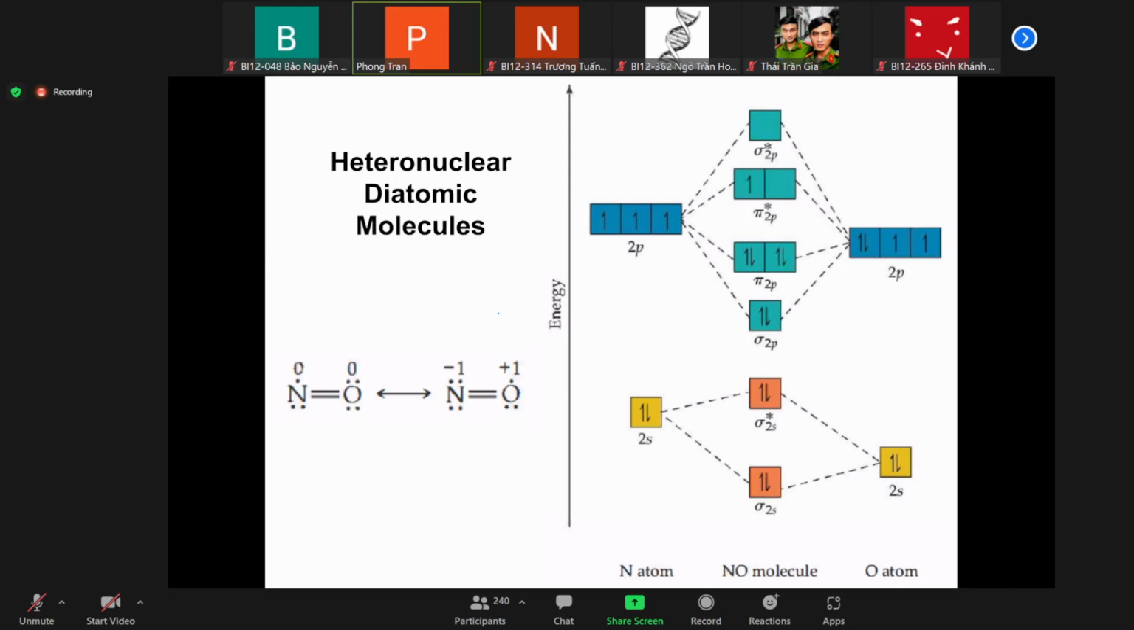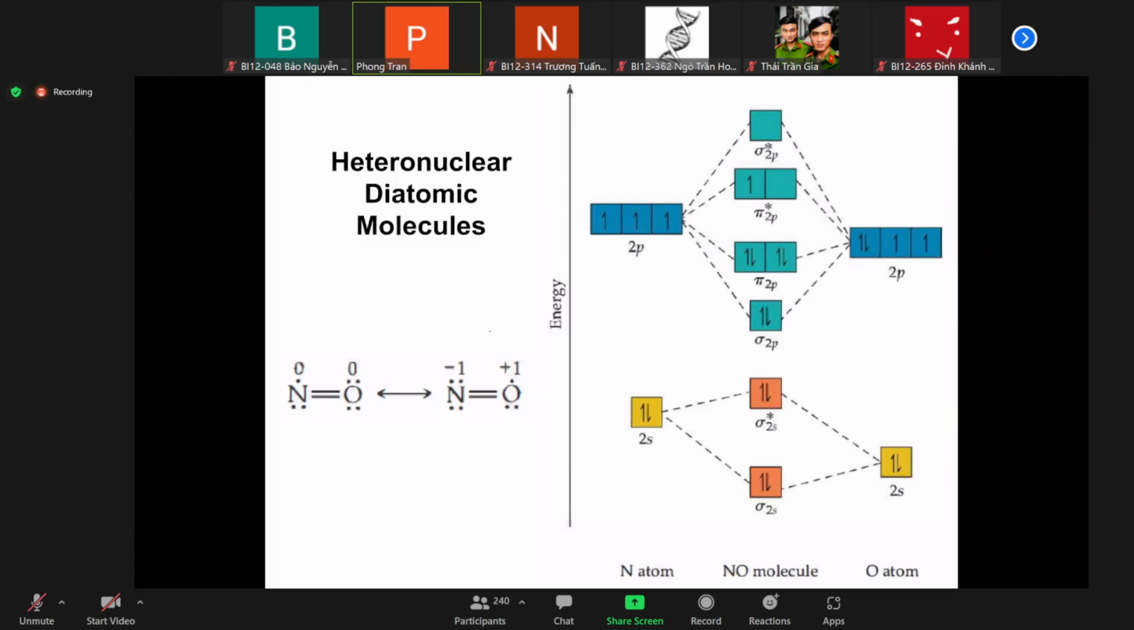So that explains why the molecule NO, with a single electron, has a tendency to make a dimer, like this, N2O2, because it has a single electron. Imagine you have 2 NO molecules: the 2 single electrons become a pair. So it will have the tendency to make a dimer.